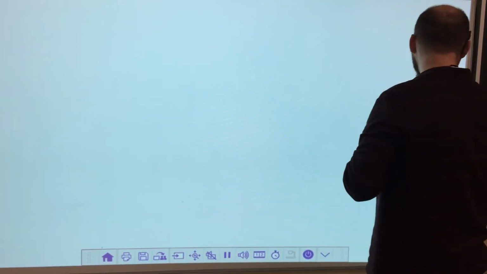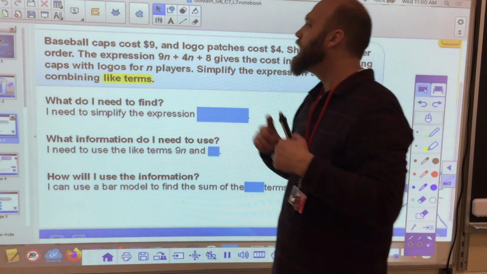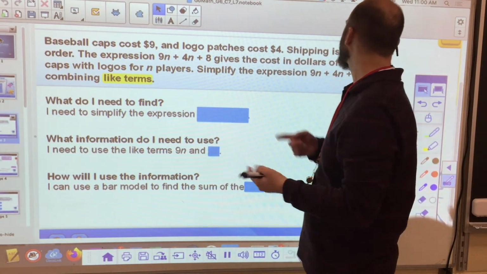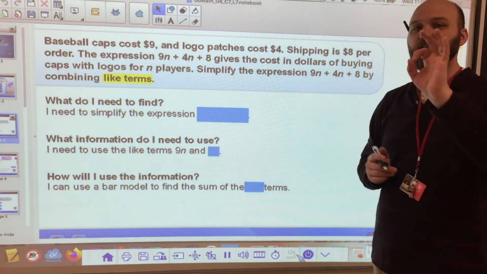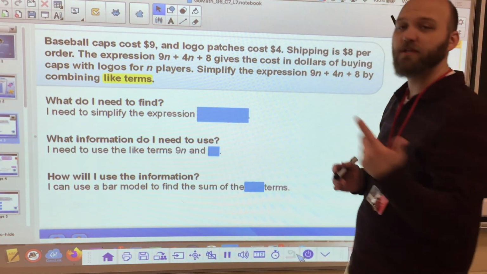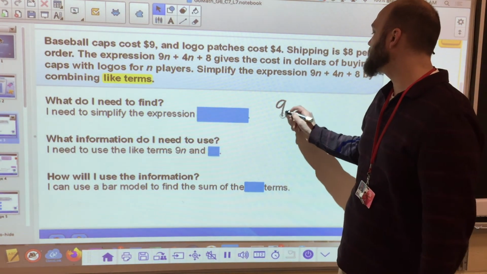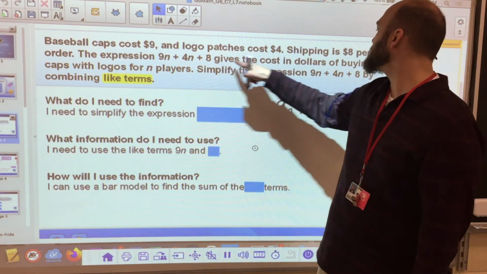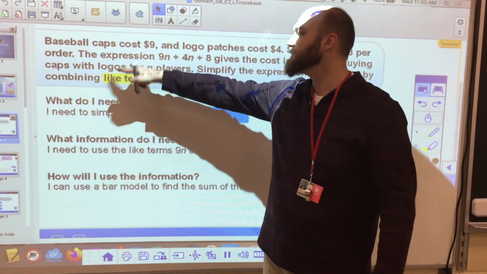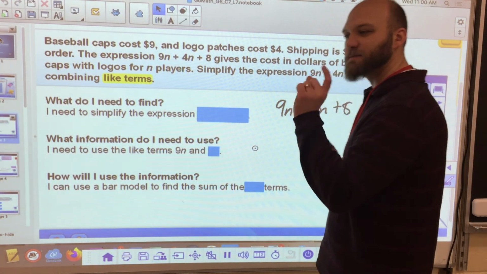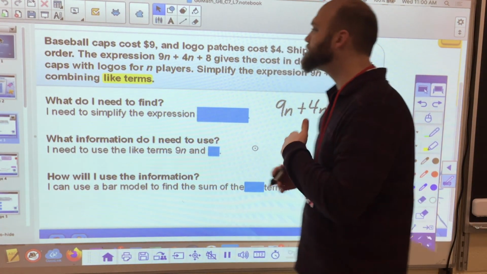So in our book, it looks something like this. A baseball cap costs $9, and logo patches cost $4. Shipping is $8 per order, so start with the expression. The expression I have is 9n plus 4n plus 8, and that gives the cost in dollars of buying caps with logos for n players. I don't know how many players are on my team, so that's my variable, that's n, the number of players.